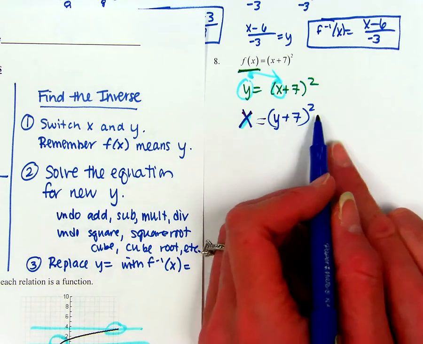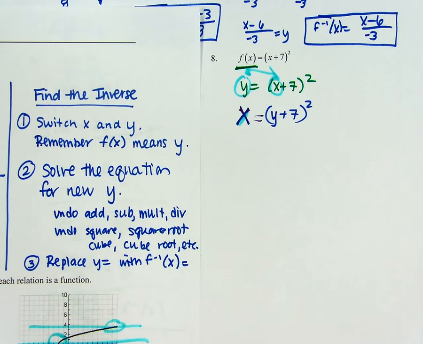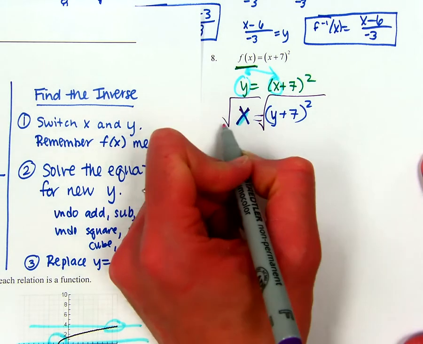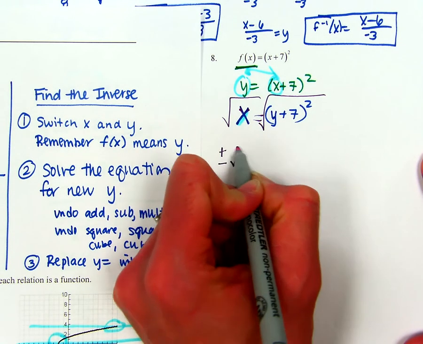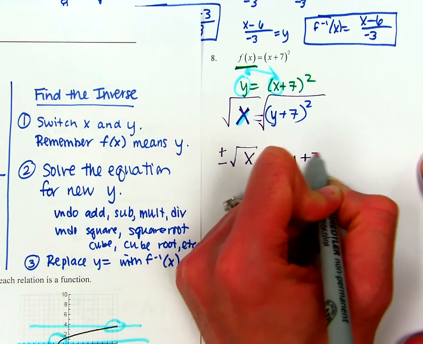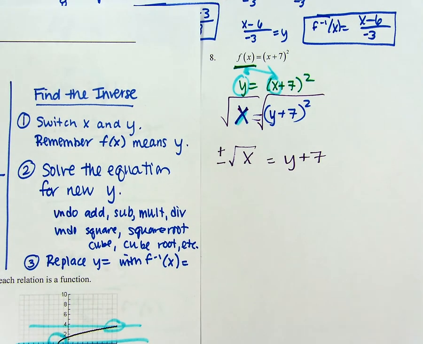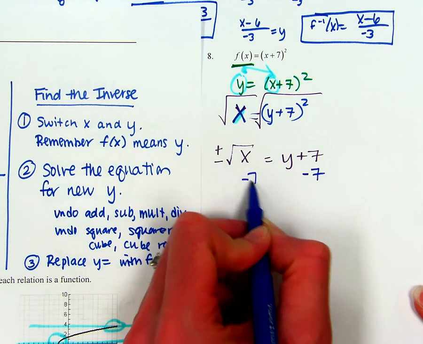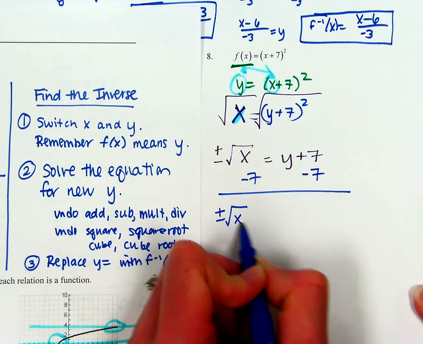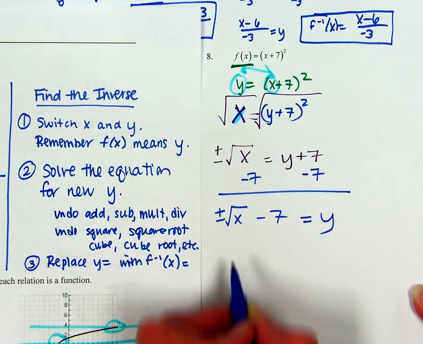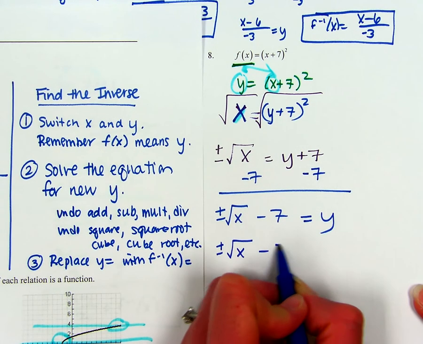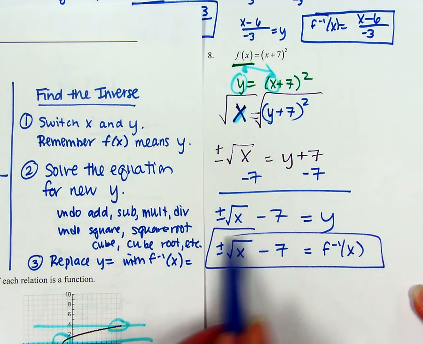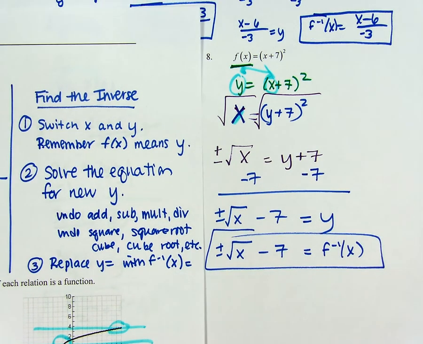So if I want to undo a square, what's the opposite of squaring something? Well, you square root something. However, if you square root something, you have to say it's plus or minus whatever that is. So the square and the square root cancel, so you're left with just y plus 7. Is y all by itself? No. So we're going to subtract 7. So we have plus or minus square root of x minus 7 equals y. We're just going to replace this with the symbol for inverse of f of x.